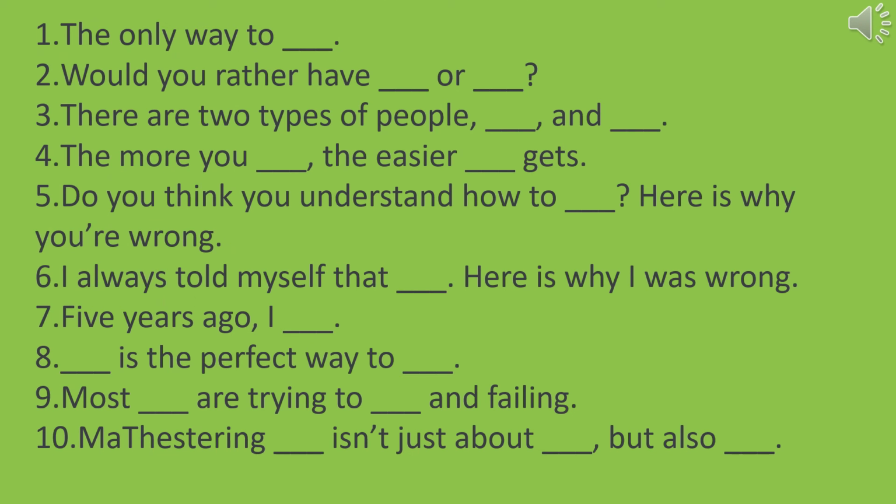Here is a selection of sentence starters. I'm not going to read them all, but you can stop the video if you want to know more. The only way to, would you rather have A or B? There are 2 types of people, A and B. The more you A, the easier B gets. Do you think you understand how to? Here's why you're wrong, etc. Stop the video if you'd like to read more.